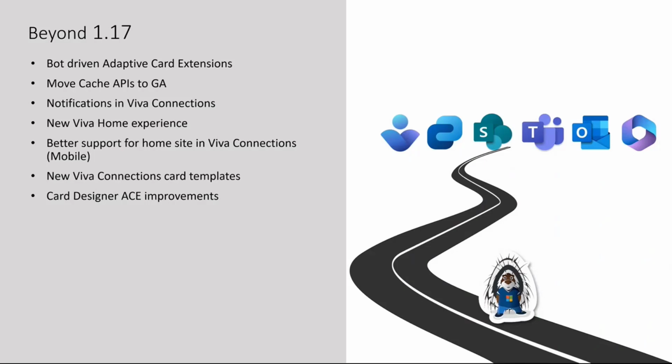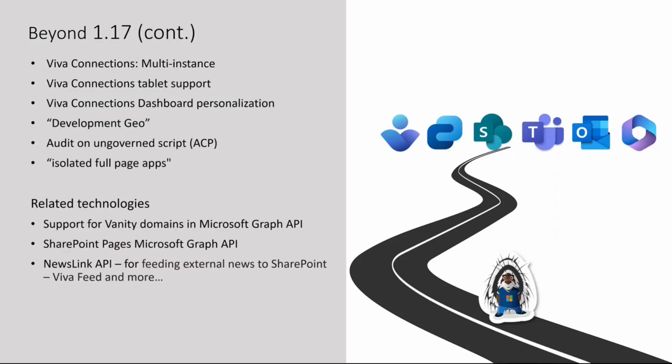Moving on, because we're not there yet. Other things that we are considering, building and working on are multi-instance and Viva Connections. So today with Viva Connections, you can only hit one home site, but what if you have multiple home sites? That's one of the things that we are building here.